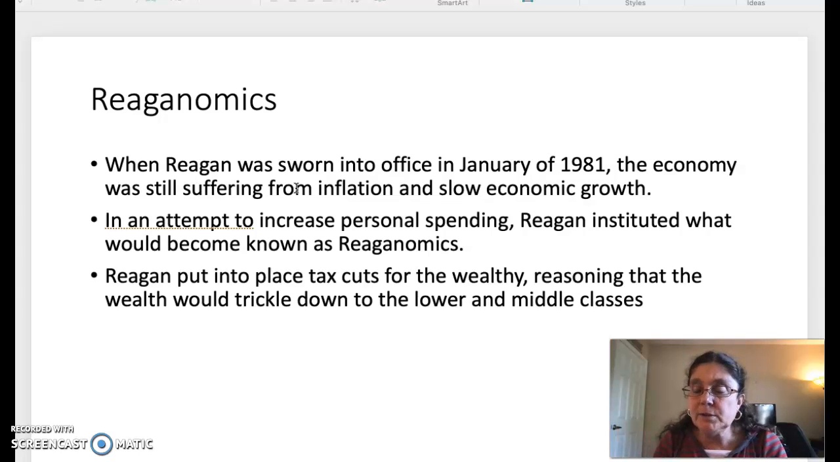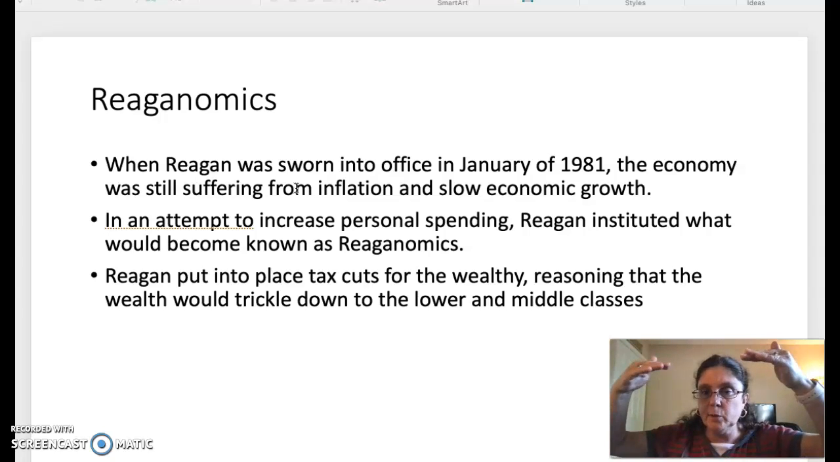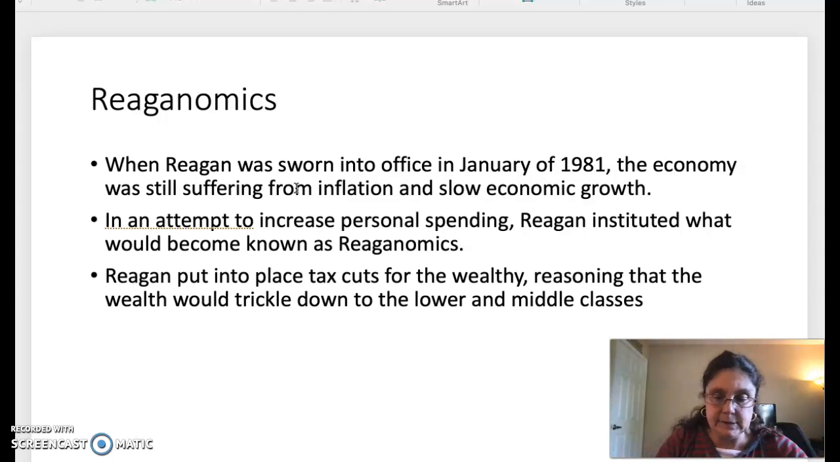Reaganomics, when Reagan was sworn into office in January 1981, 40 years ago, the economy was suffering from slow economic growth that had plagued both Ford and Carter. Reagan wanted to increase the amount of spending money every American had in his or her pocket. So he instituted an economic program that the press dubbed Reaganomics. The cornerstone of Reaganomics is basically the belief that if you cut taxes for the wealthy, the wealth would trickle down to the lower and middle classes.